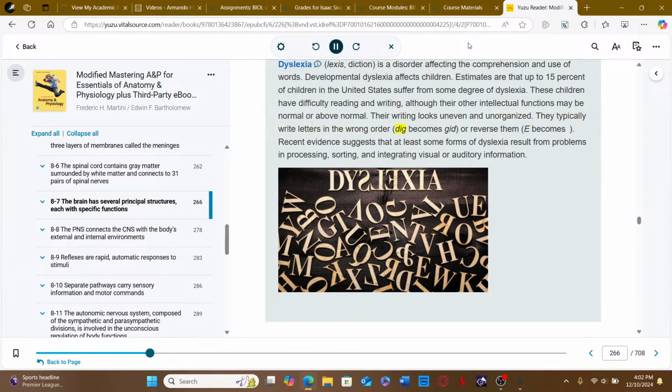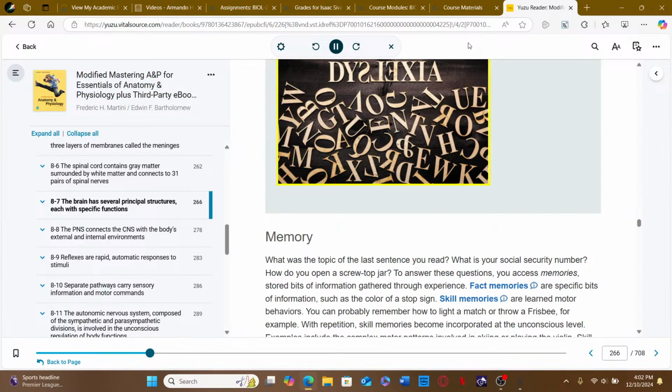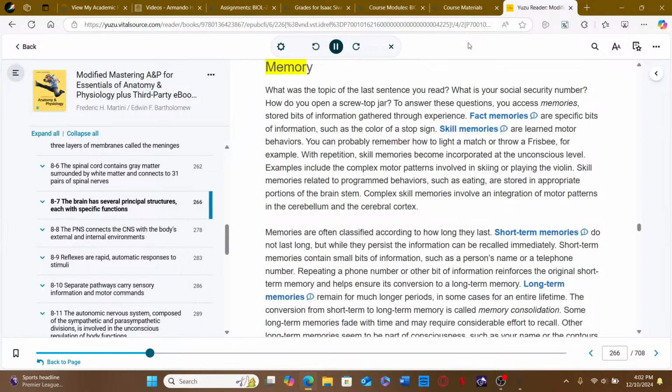They typically write letters in the wrong order. Dig becomes gid, or reverse them, b becomes d. Recent evidence suggests that at least some forms of dyslexia result from problems in processing, sorting, and integrating visual or auditory information. Jumbled letters of the alphabet. The word dyslexia is shown with the S, L, and E letters presenting backwards.